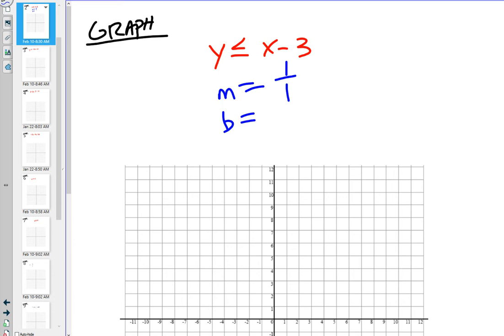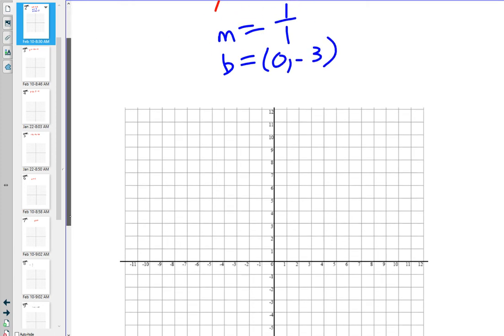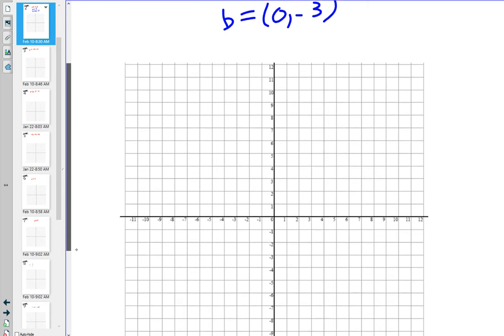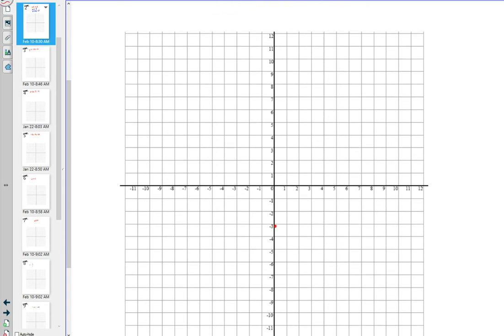Crystal, what's my y-intercept? Good. I'll write that as a point, 0, -3. If you knew how to graph a line, this is not the same, but it's a much easier transition. If you don't know how to graph a line like an equation, this is going to be next to impossible. So I'm going to start this at 0, -3.